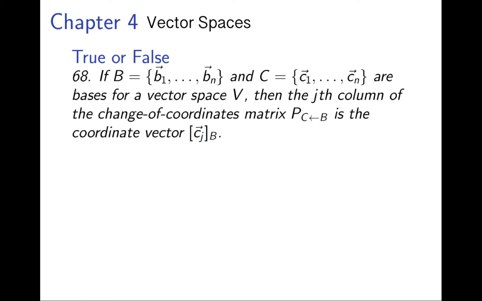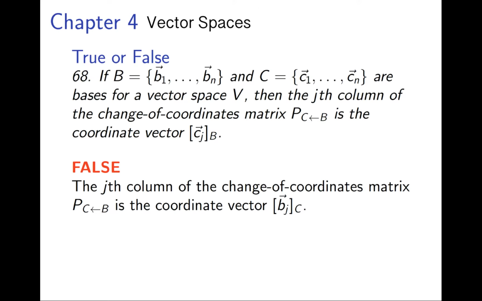Number 68. If B equals the set B1 through Bn and C equals the set C1 through Cn are bases for a vector space V, then the jth column of the change of coordinates matrix that sends B to C is the B-coordinate vector of Cj. And that's false. The jth column of the change of coordinates matrix is going to be the C-coordinate vector of Bj. I would recommend looking back in the book or your notes to find exactly how we find the change of coordinates matrix.